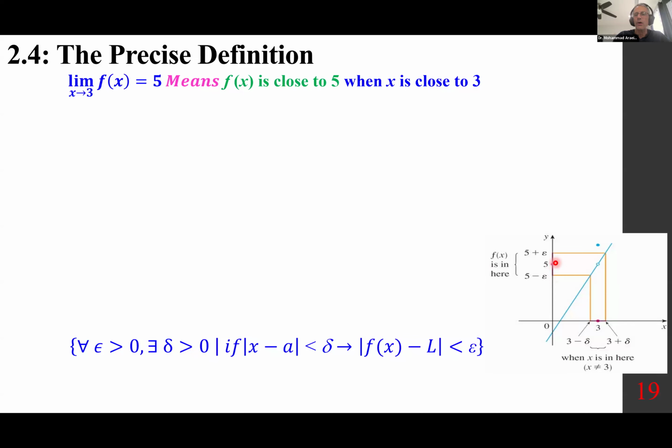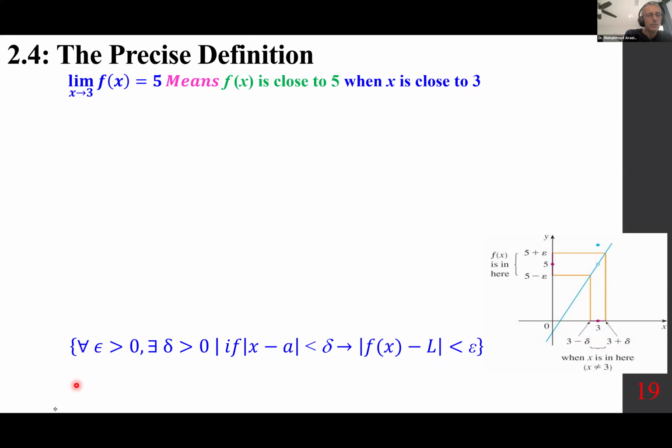And again, you're approaching 5 from the bottom, 5 minus epsilon, from the top, 5 plus epsilon. Delta and epsilon are both small positive numbers. So the synopsis of that, and we're going to go over that in a moment, reads: for whatever epsilon larger than 0, there exists a delta larger than 0, such that if the absolute value of x minus a, which refers to the distance, is less than delta, then the absolute value of f of x minus L is less than epsilon.